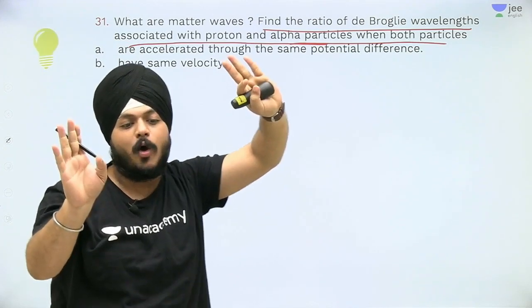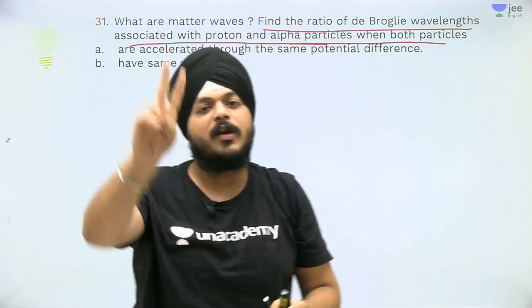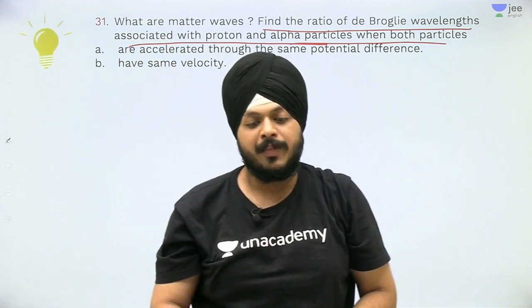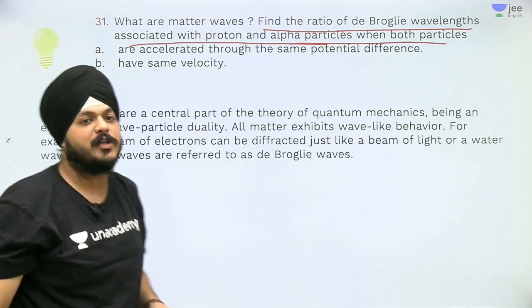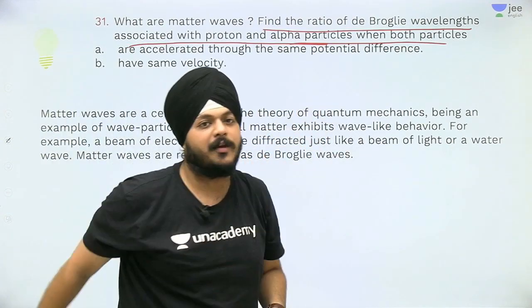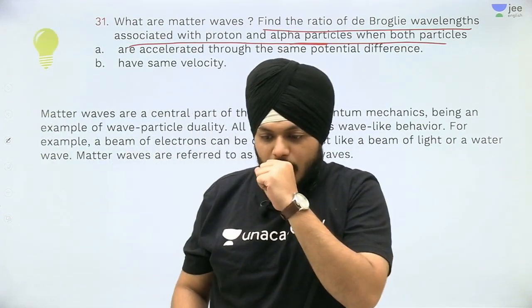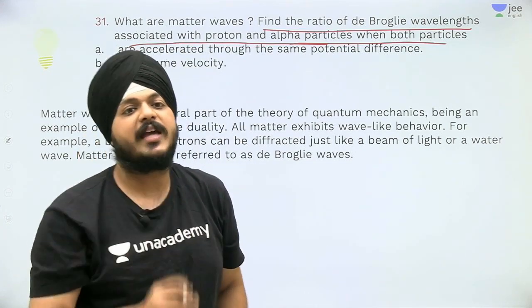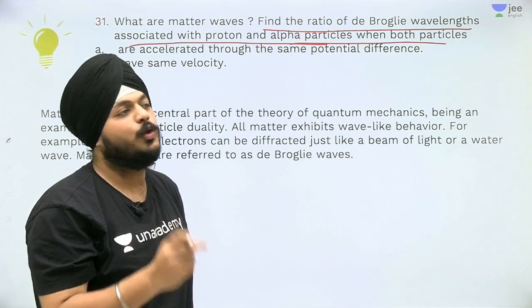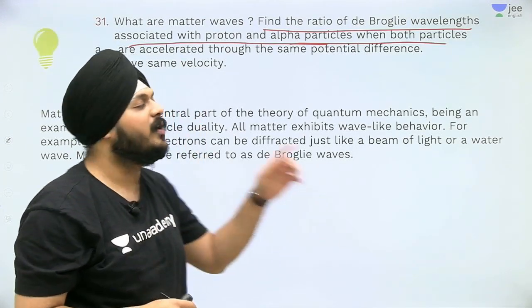See, indirectly, we have to use the two equations of de Broglie. What are those two equations? First of all, we will move on to the explanation of the matter waves, and then we will use the two equations of de Broglie and resolve this question.